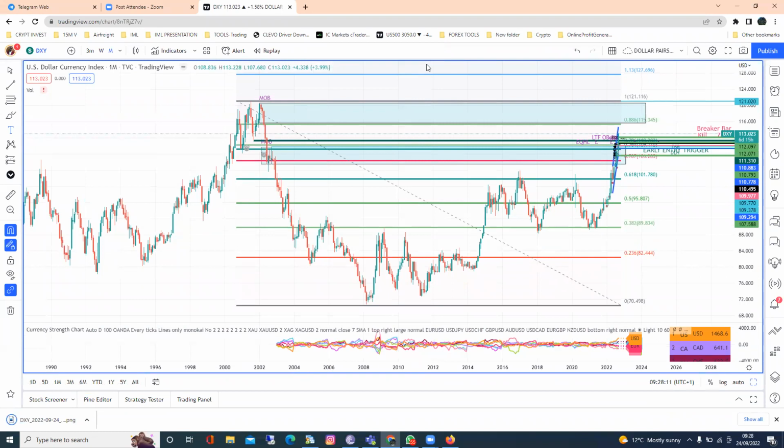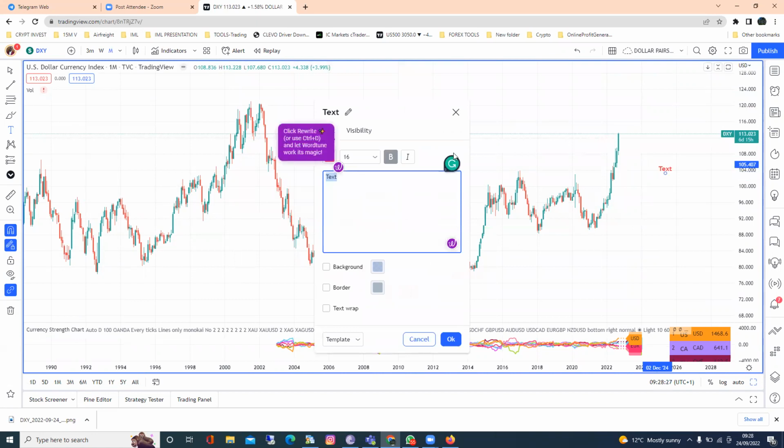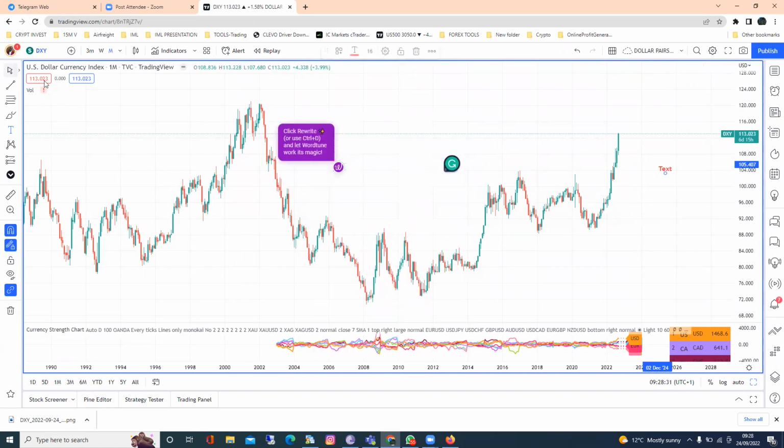Okay, all right. So let me delete everything. Okay, so with my dollar index, when you look at this chart, which direction do you think this chart is going? Anyone? It's going upward. It's going upward.